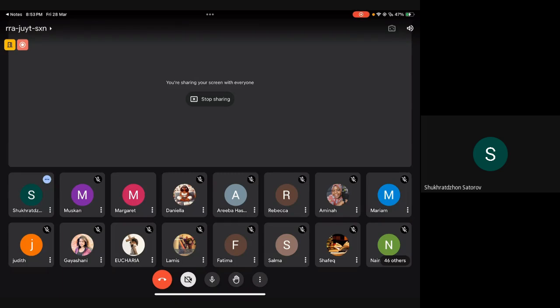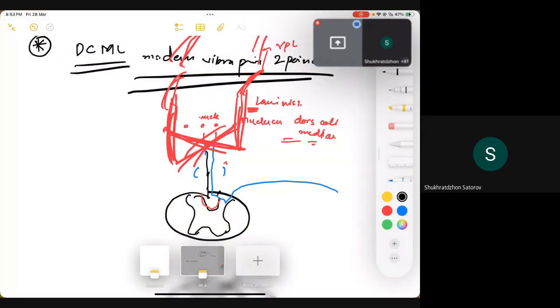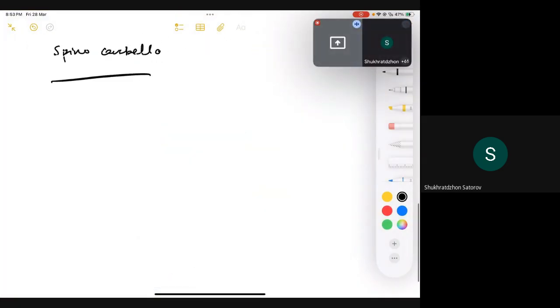Perfect. And what about the anterior spinocerebellar? Sorry, it was anterior taken through the superior cerebellar peduncle, and posterior taking through the inferior cerebellar peduncle. Okay, perfect. So we have the spinocerebellar tract.